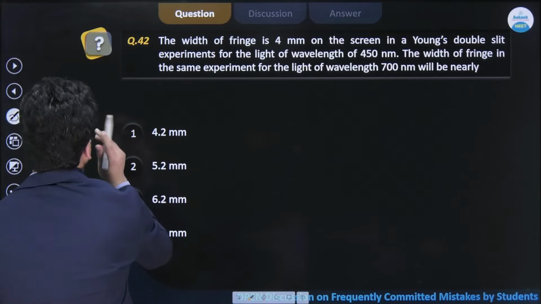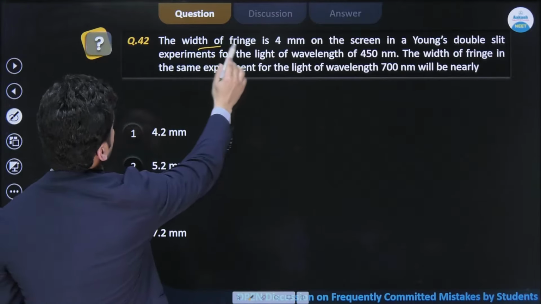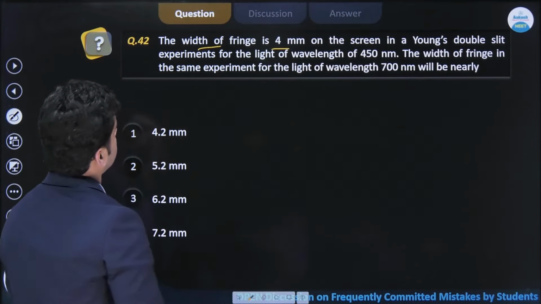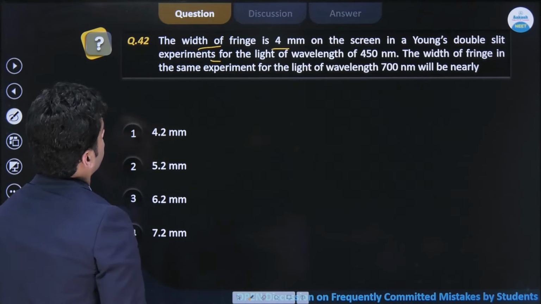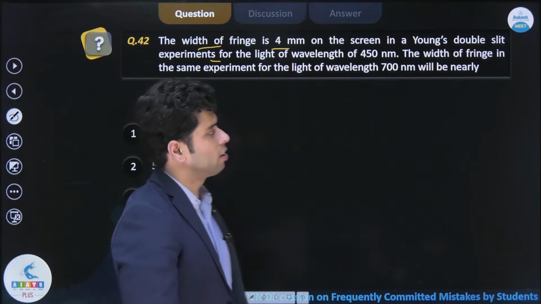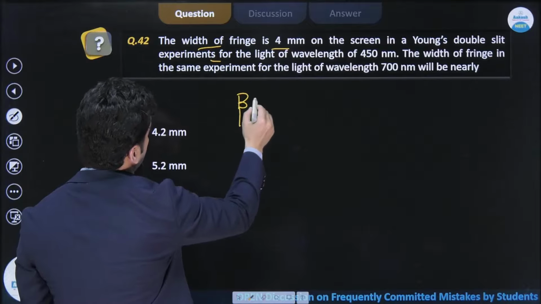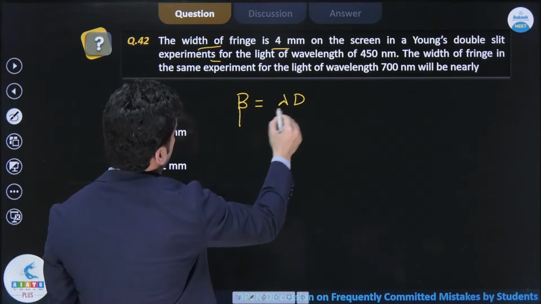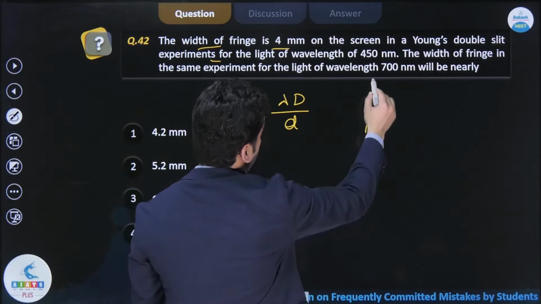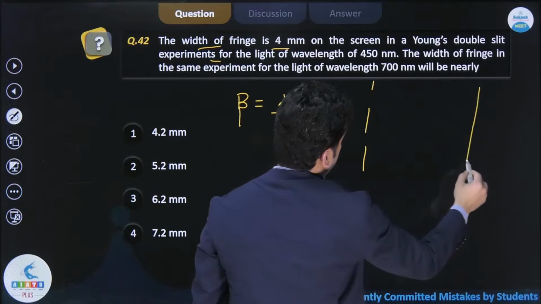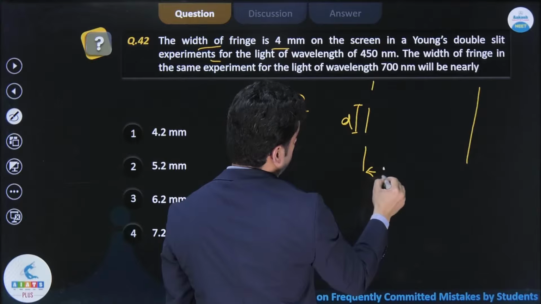We have problem 42. It's a question based on wave optics. It says that the width of a fringe is 4 mm on the screen in a Young's double slit experiment for light of wavelength 450 nanometer. The width of fringe in the same experiment for light of wavelength 700 nanometer will be? So fringe width beta is given by lambda D by d. If we want to draw the setup for YDSE, these are the slits, this is d and this one is capital D.